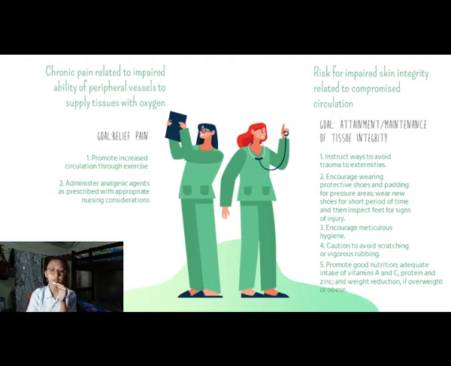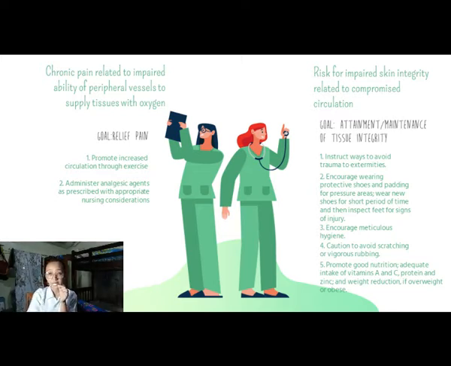Then for the fourth one, caution the patient to avoid scratching or vigorous rubbing because it may lead to skin abrasion and bacterial invasion. And then promote good nutrition to the patient. Instruct the patient to have an adequate intake of both vitamins A and C, protein, and zinc. Or if the patient is overweight or obese, encourage weight reduction because good nutrition promotes healing and prevents tissue breakdown.